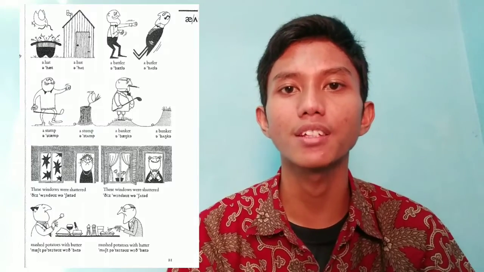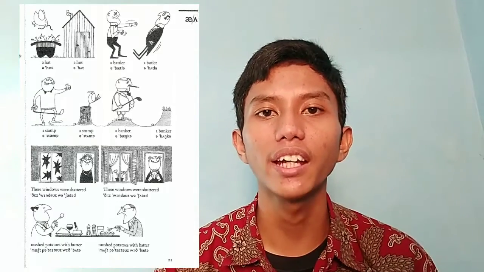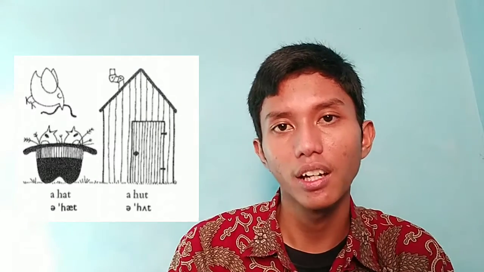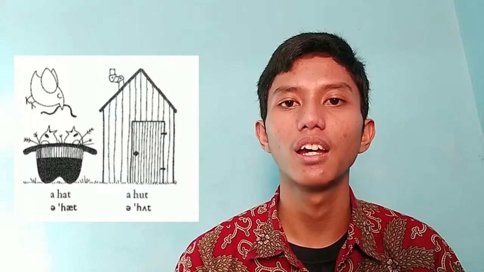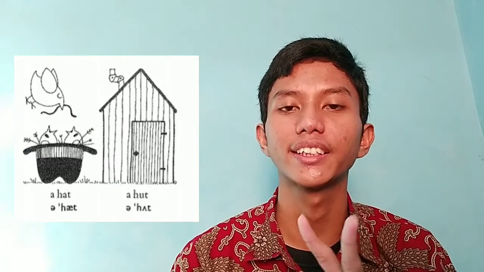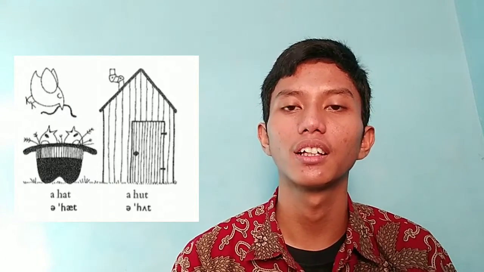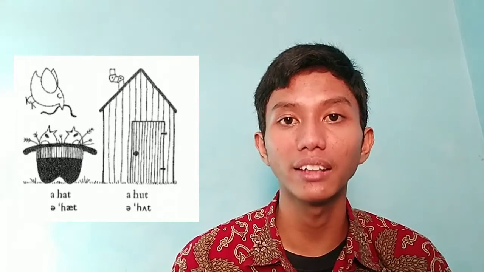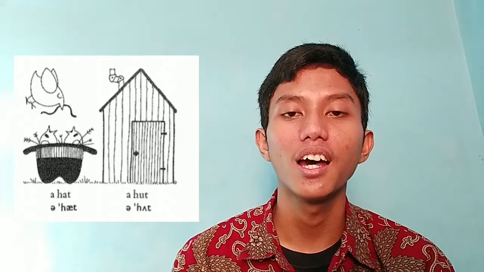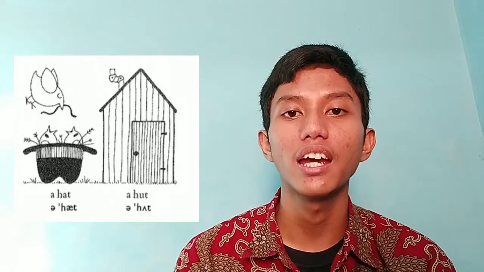Next, this is page 21. Okay, in the next page we will be able to differentiate between A and A. For example, in this first picture, hat with hat. For example, I have 2 hats in my house. Or, may I borrow your hat? And then for a hat, for example, there is a hat in the middle of the forest.